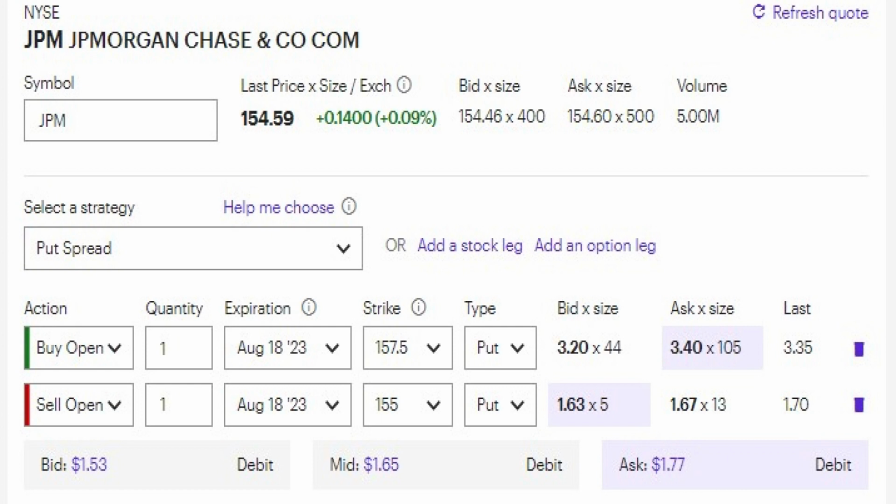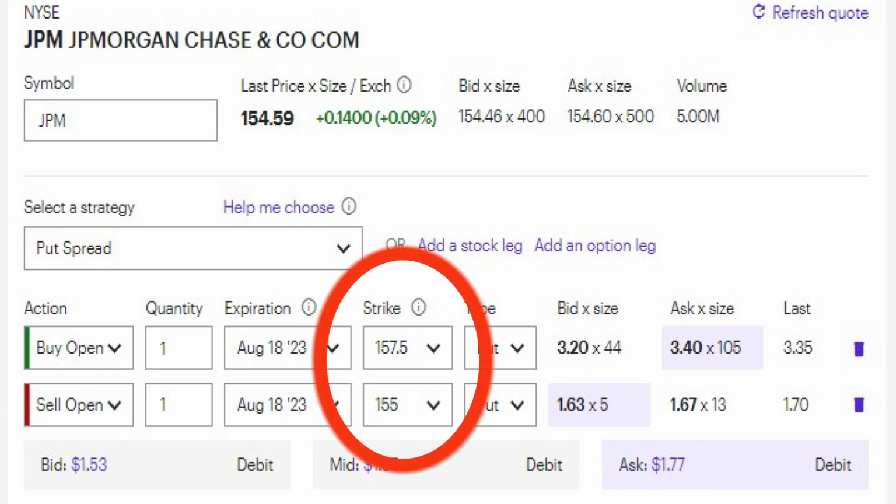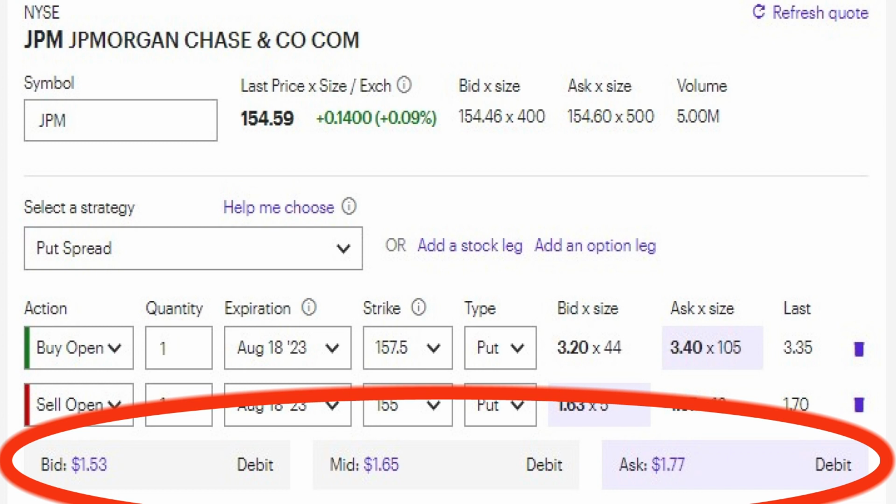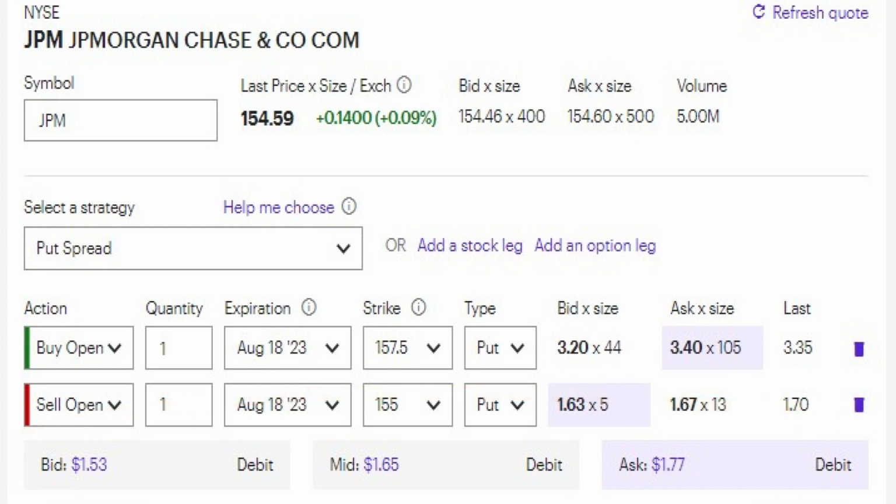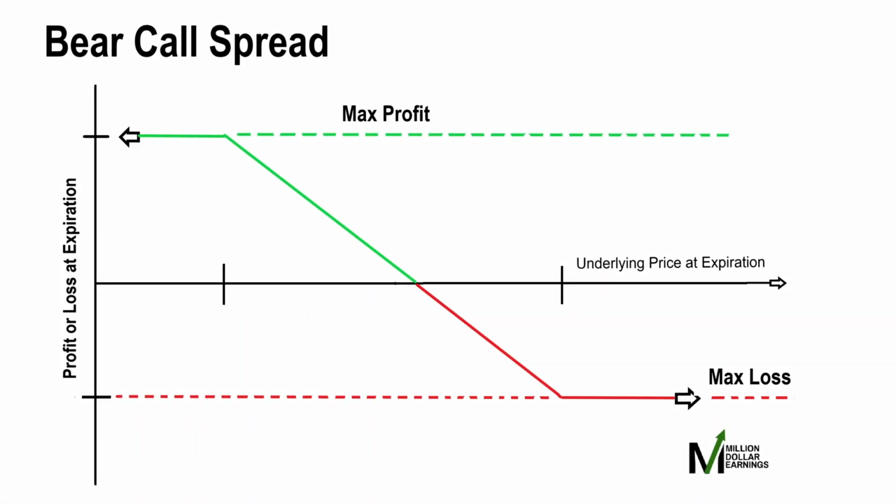In a bear put spread, an investor buys a put option with the higher strike price and simultaneously sells a put option with the lower strike price. This strategy is also used when an investor expects the price of the underlying asset to be below the lower strike price on or before expiration. The premium received from selling the lower strike put helps offset the premium paid for buying the higher strike put, reducing the overall cost of the position. This is opened as a debit and has similar characteristics as a bull call spread for calculating your maximum profit and loss. Vertical spreads limit potential losses at the cost of also limiting potential profits.